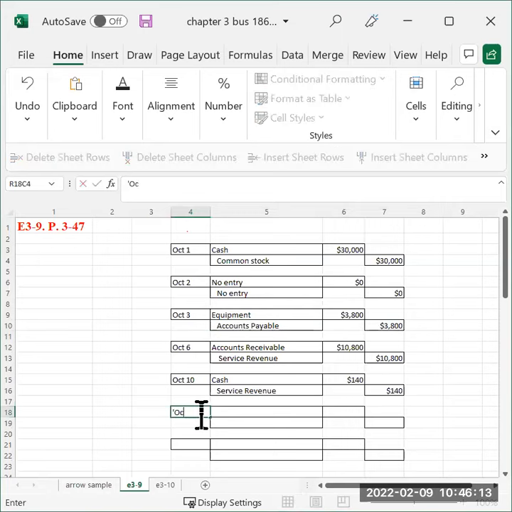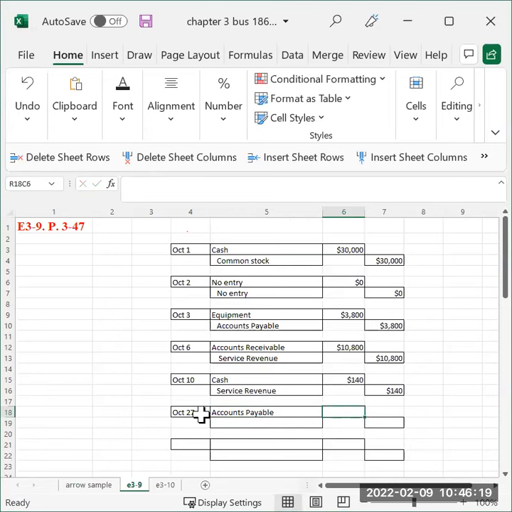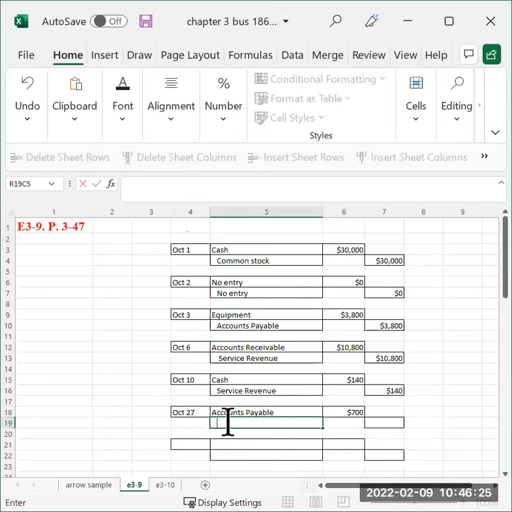So the date is October 27th. We are debiting accounts payable, make it go down because it's a credit balance account, $700. And then pays or paid, anytime it's pays or paid, we know it's cash and we're paying. So cash is going down. Cash is a debit balance, so we credit it to make it go down.